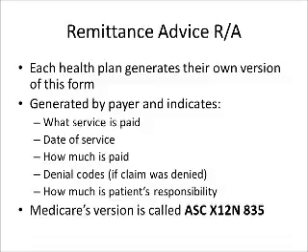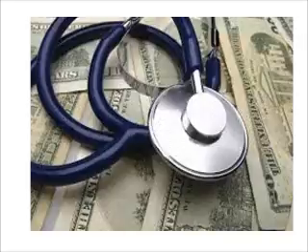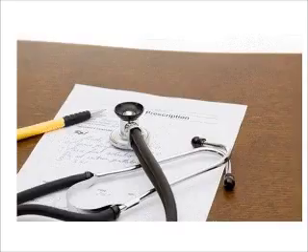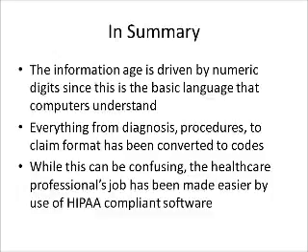A remittance advice, or RA. Each health plan generates its own version of this form. It's generated by the payers and indicates what services are paid, the dates of service, how much is paid, denial codes if a claim was denied, and how much the patient is responsible for. Medicare's version is called the ASC X12N 835.